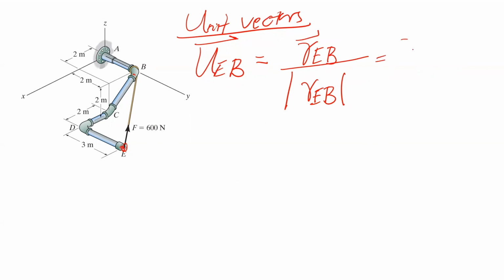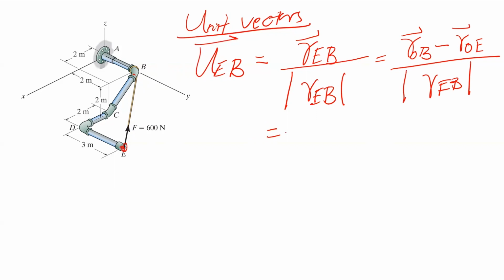For getting my position vector, I need the position vector of B from the origin minus the position of E, divided by the magnitude of the position vector. So let's look at the figure and see the position of B. From the x-axis it's 0, so it's 0i, and in the y-axis it's 2 meters, so it's 2j, and along the z-axis it's going to be 0. So I have 0i plus 2j plus 0k for my position of B.